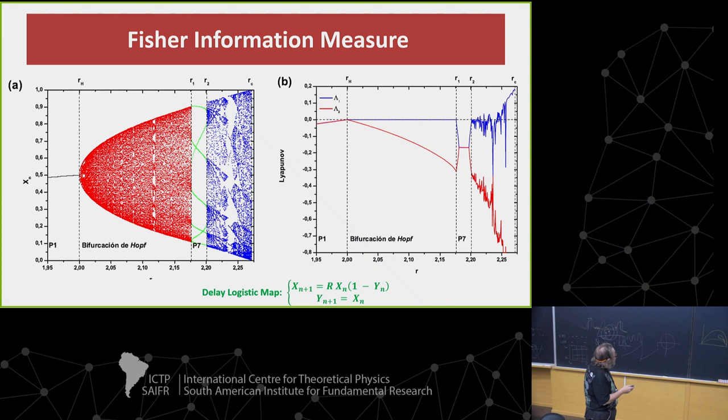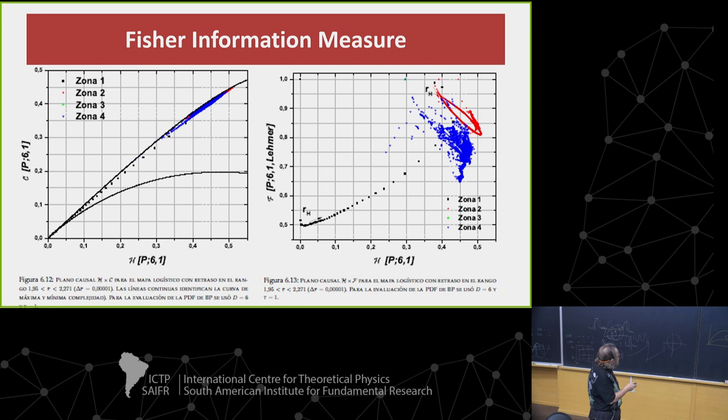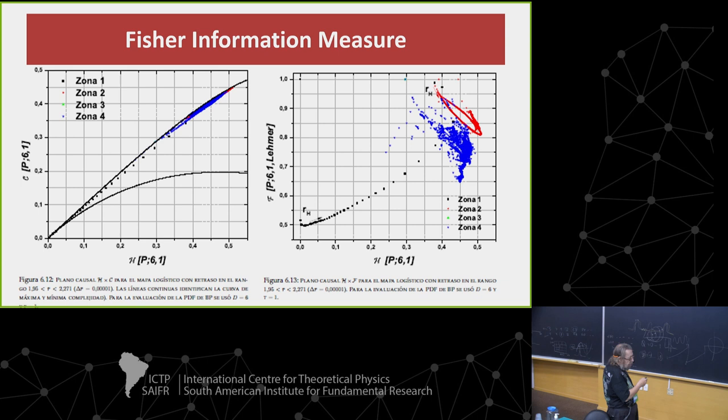This is another example. This is the logistic map. It has the Hopf bifurcation, which means we have it in this region. Here we have a periodic window, periodic window seven, and this is a region of chaos. And we can see in the entropy complexity plane that again they are very close to the curve of maximum complexity. But in the Fisher plane, we can see the difference, the representation of the different behavior.